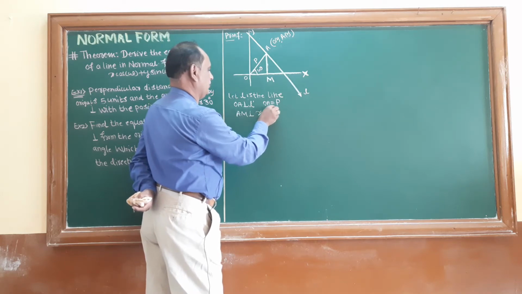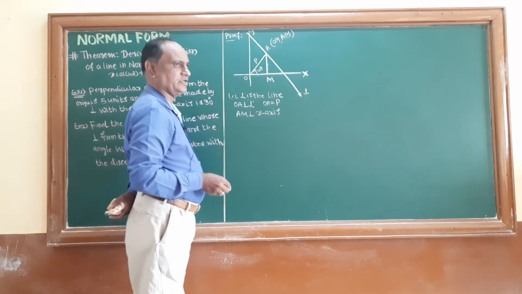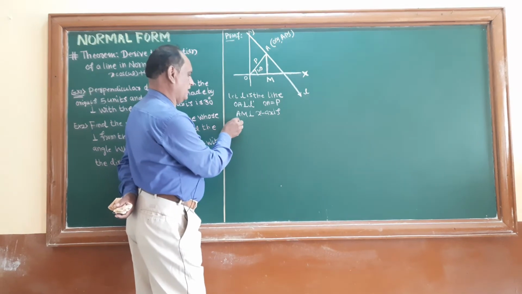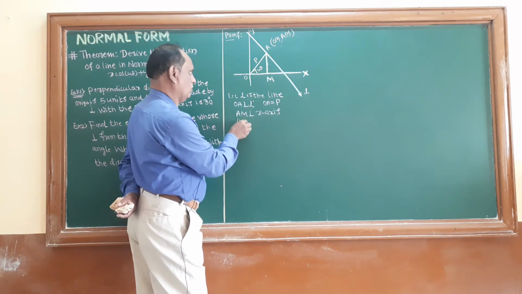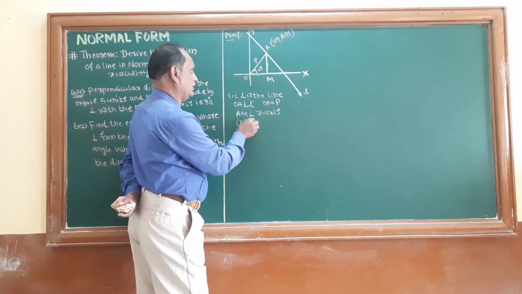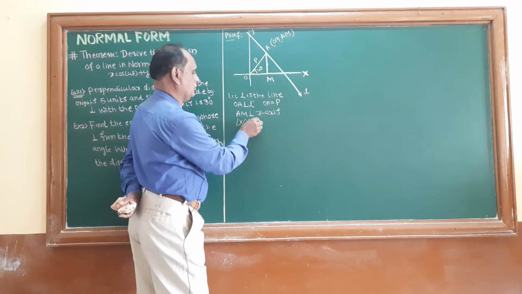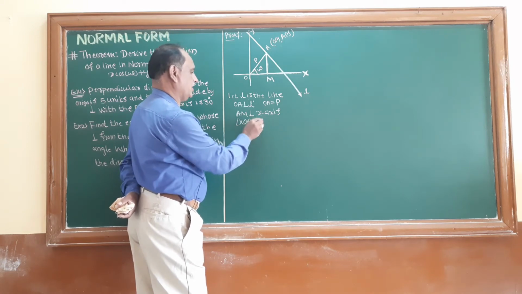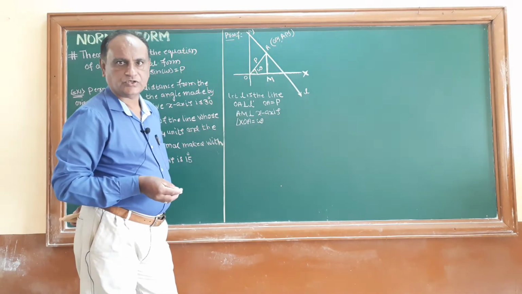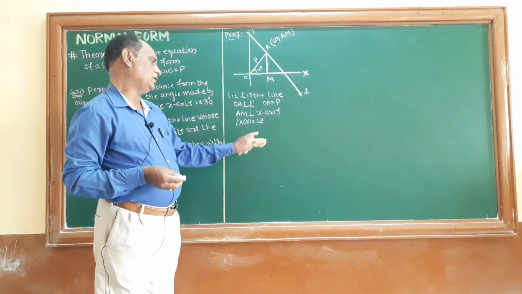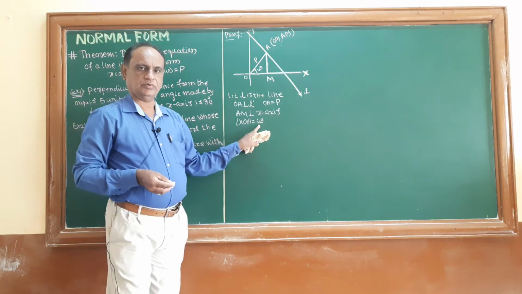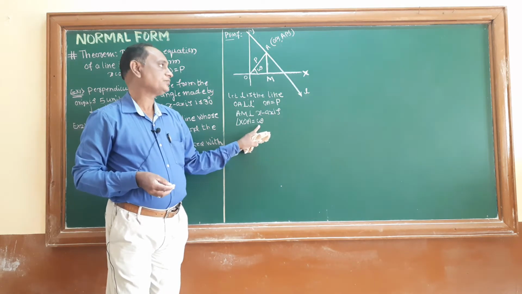Then angle XOA is equal to, suppose, omega degree, or simply omega. Read it simply as omega.